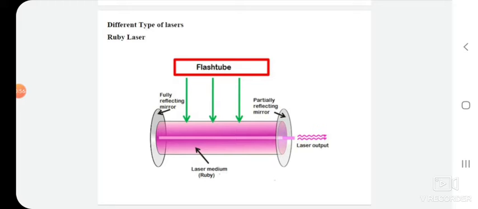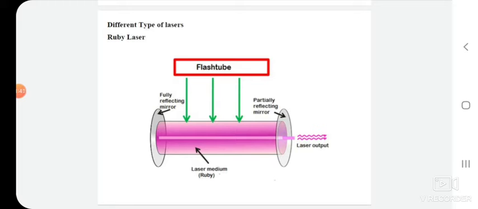Actually, the first working laser was built in 1960 by Maiman using a ruby crystal, so that laser is called ruby laser. Ruby belongs to the family of gems consisting of Al2O3 with various types of impurities. For example, pink ruby consists of 0.05% Cr atoms.